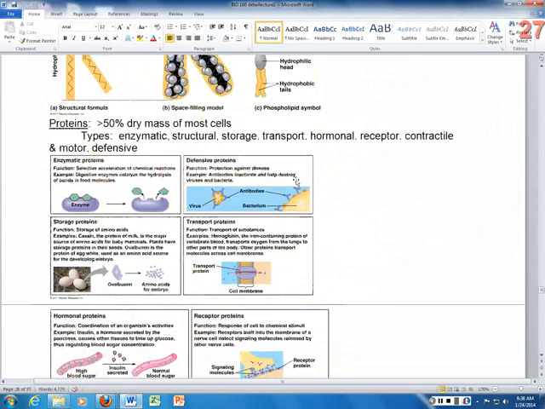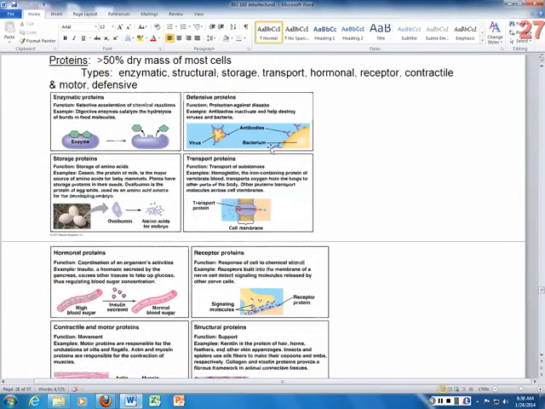Then we have the proteins, and this is what structures are made up of. This is over 50% of your dry mass of most of your cells. The only exception would probably be your fat cells, and they are mostly fat. So types of enzymes: they can have enzymatic actions in the body, so they'll act as enzymes to allow reactions to occur. Defense proteins, so these are going to be what makes up part of your immune system.